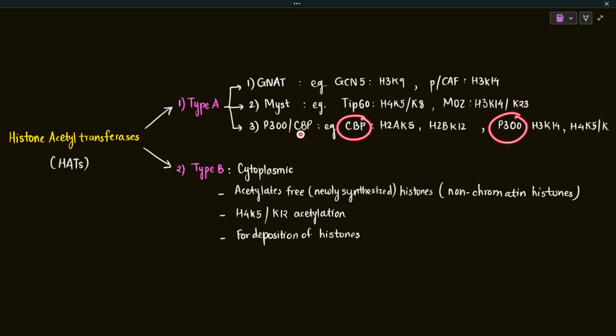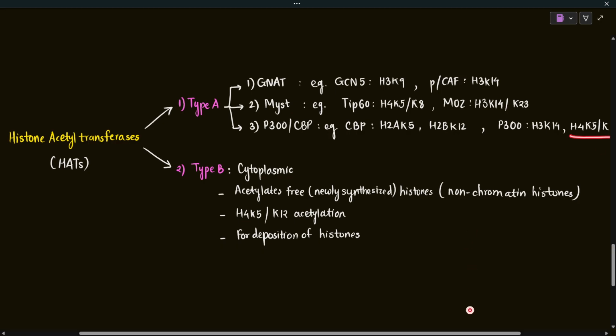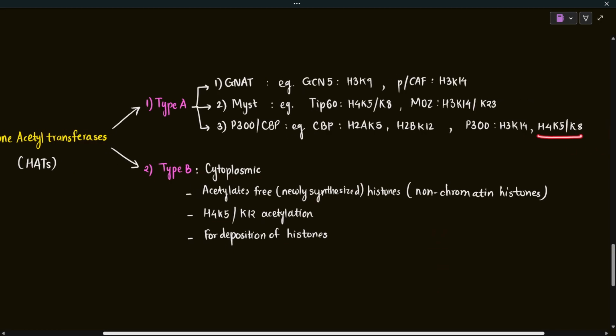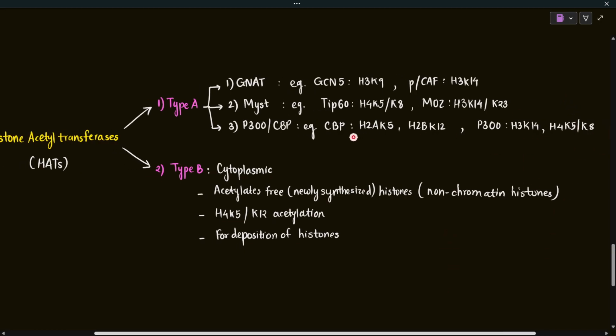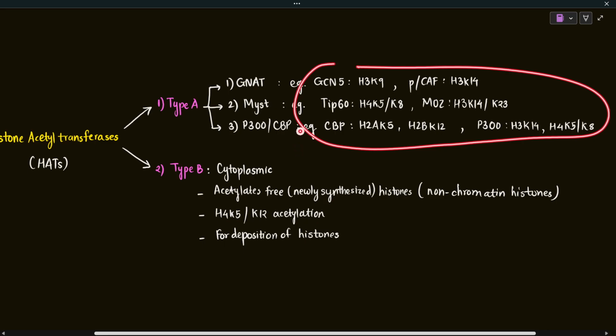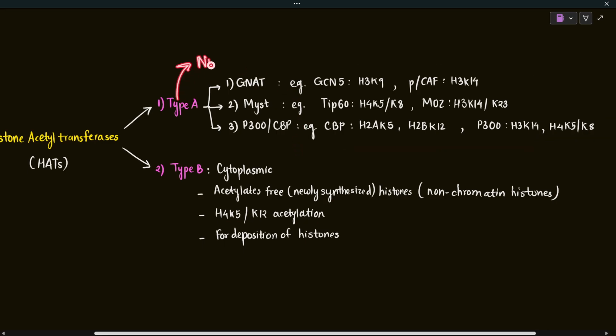The P300 group has examples CBP and P300. These are the two examples of type A HATs. CBP works on H2A K5 residue and H2B K12 residue, while P300 works on H3K14 and H4K5 or K8 residue, sorry, K12 residue. So these are the different types of type A HATs. I don't expect you to remember all this. Just remember that type A is nuclear.